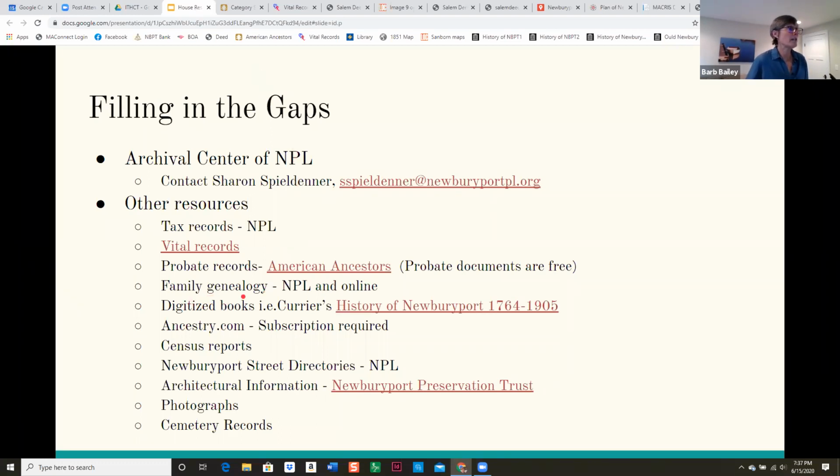Family genealogy, again, at the public library, you can find that. You can use the vital records to help. You could use Ancestry to help. Those are all really good resources.